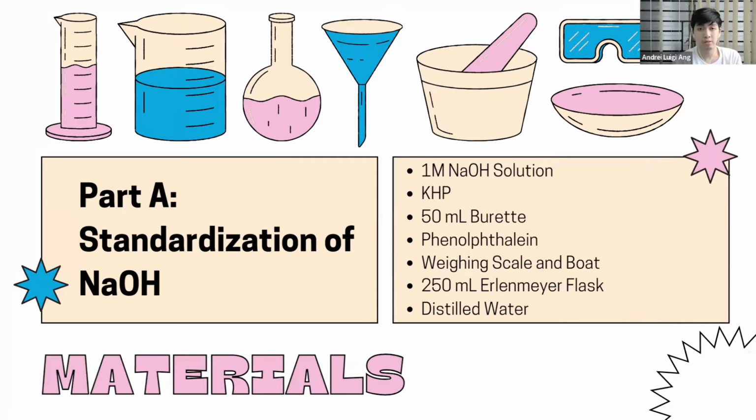For the methodology, two parts were performed, where the first part is about the standardization of NaOH, and the second part is about the determination of the accurate concentration of HCl. For the first phase of the experiment, the following materials were used: 1 molar NaOH solution, KHP, 50 ml burette, phenolphthalein, weighing scale, weighing boat, 250 ml Erlenmeyer flask, and distilled water.